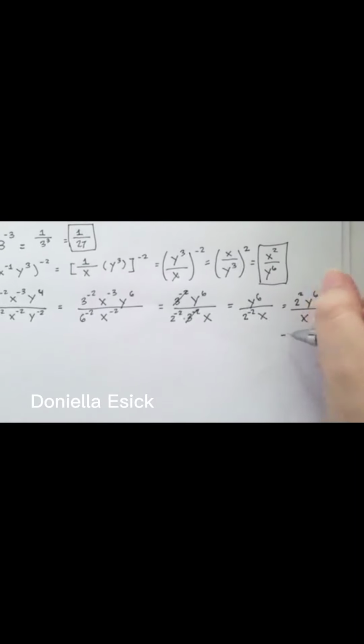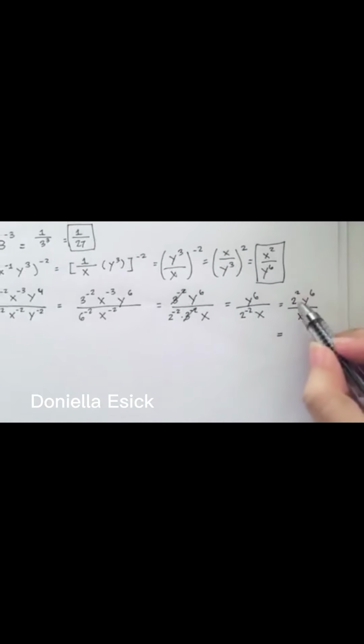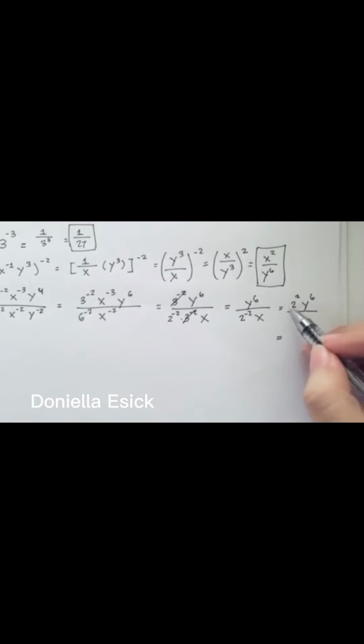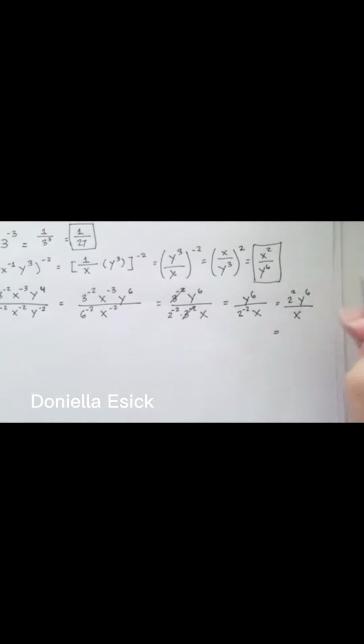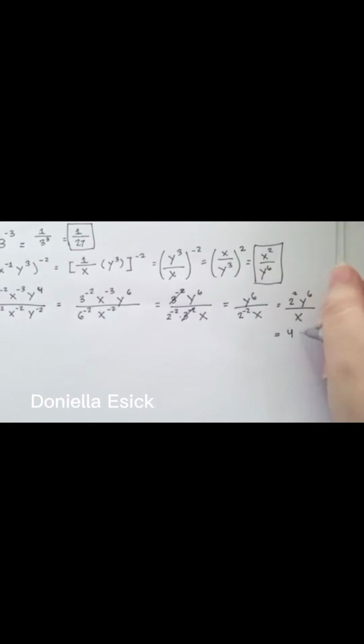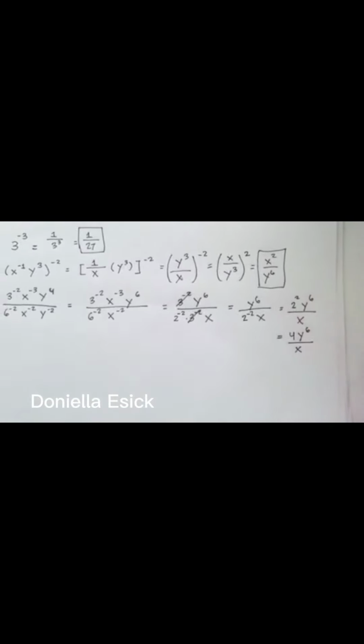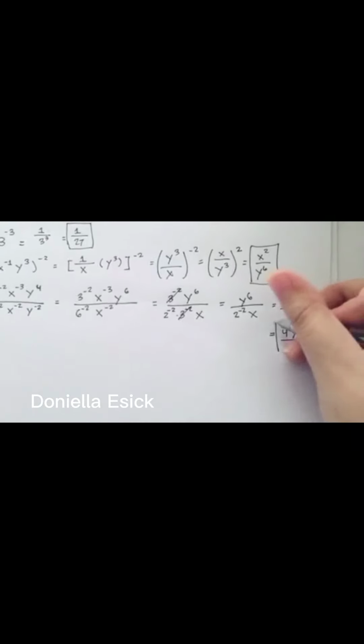Now, we're going to evaluate the power or the exponent. So, 2 squared, ikaduha na to ang 2. So, 2 times 2 is equal to 4. Then, copy y raised to the power of 6 over x. And there we have it.